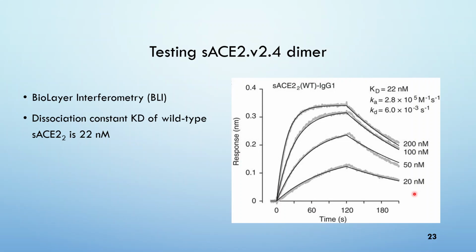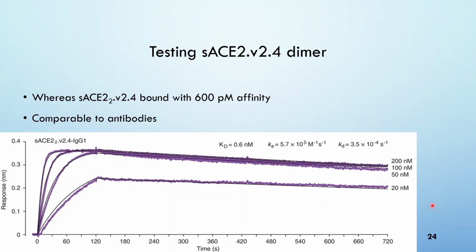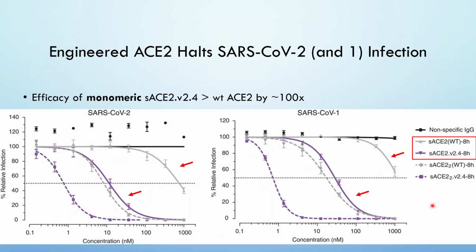Next, to characterize the binding affinity of the dimer, they used biolayer interferometry, and they got the dissociation constant of the wild type dimer to be 22 nanomolar. While for the engineered dimer, it has a KD of 600 picomolar, which is much stronger than the wild type dimer and comparable to the KD of patient antibodies.